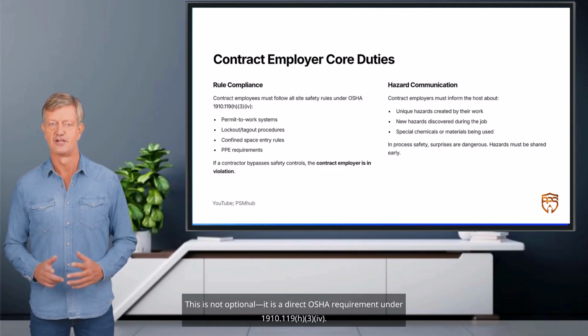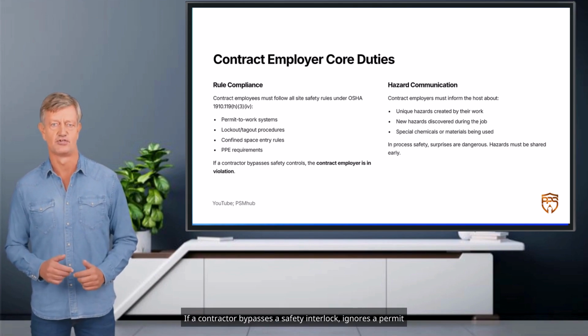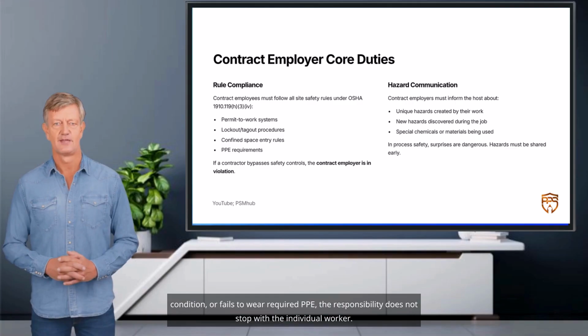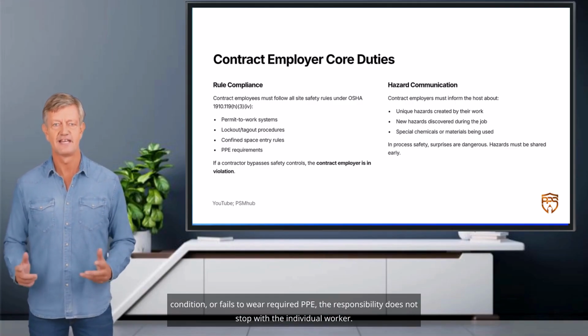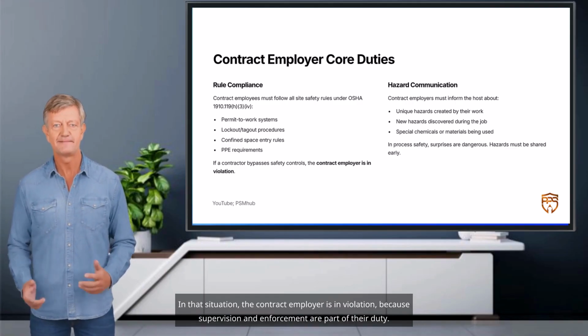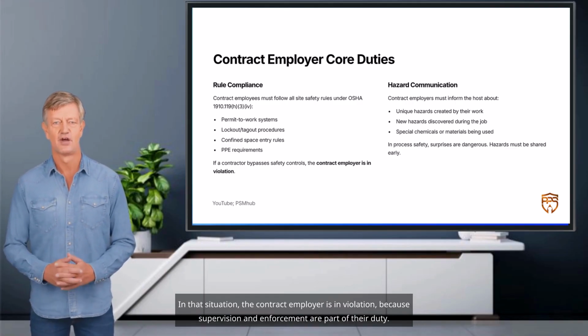It is a direct OSHA requirement under 1910.119(h). If a contractor bypasses a safety interlock, ignores a permit condition, or fails to wear required PPE, the responsibility does not stop with the individual worker. In that situation, the contract employer is in violation because supervision and enforcement are part of their duty.